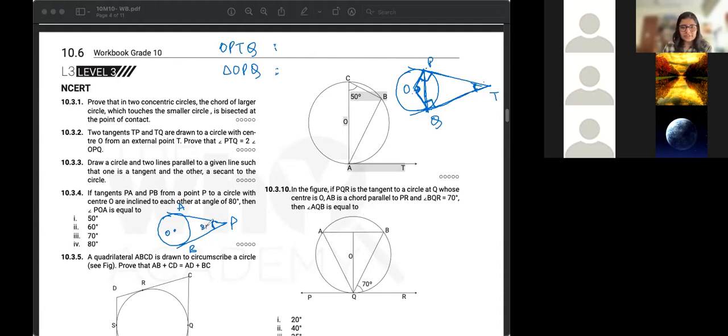ठीक है, सही लिया फिर. Then angle POA. Oh, so you have to find this angle. ये तो direct question हो गया. So this whole angle is 80 degrees. So that's something that you need to take care of.